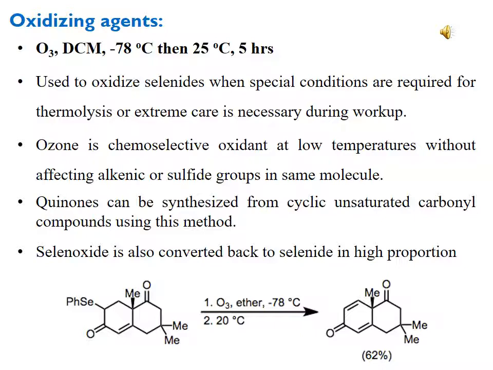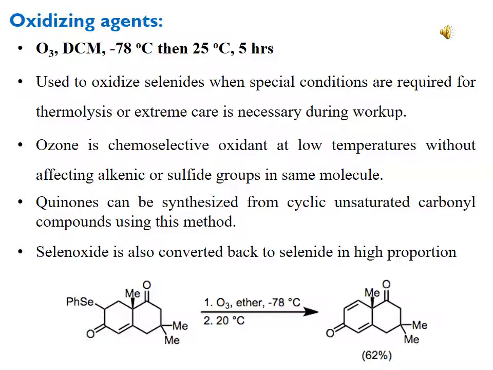The side effect of this reagent is that the produced selenoxide is also converted back to selenide, and this conversion is in a very high proportion. That is, a very high percentage of the product is converted back into the selenide. This makes the use of ozone very low.